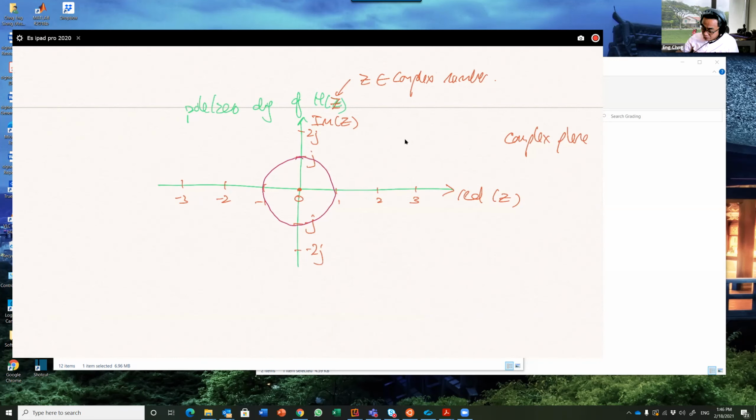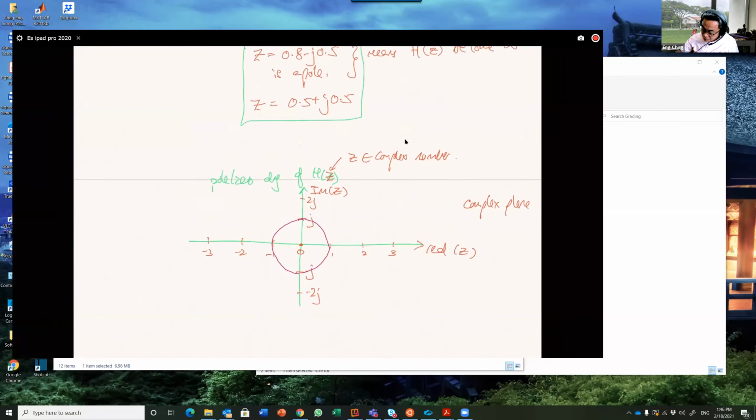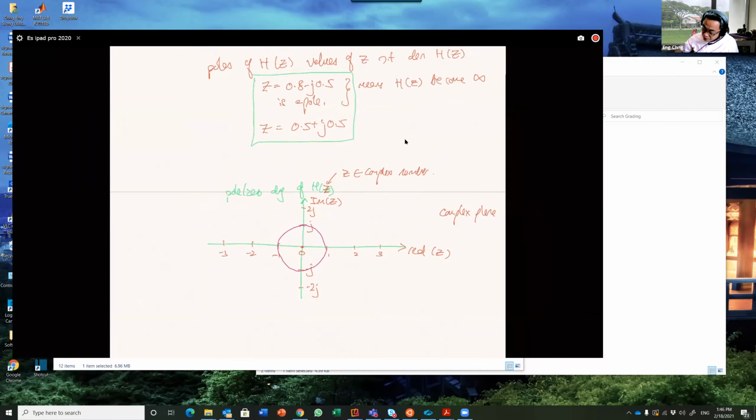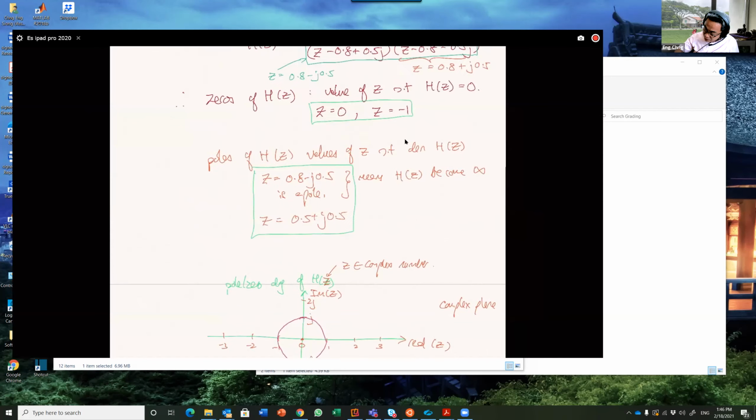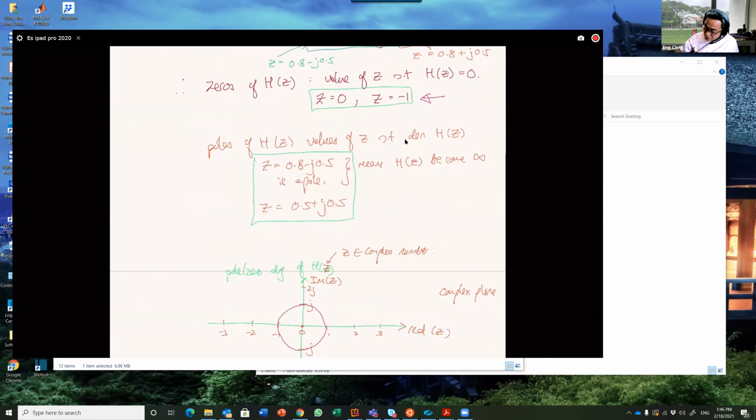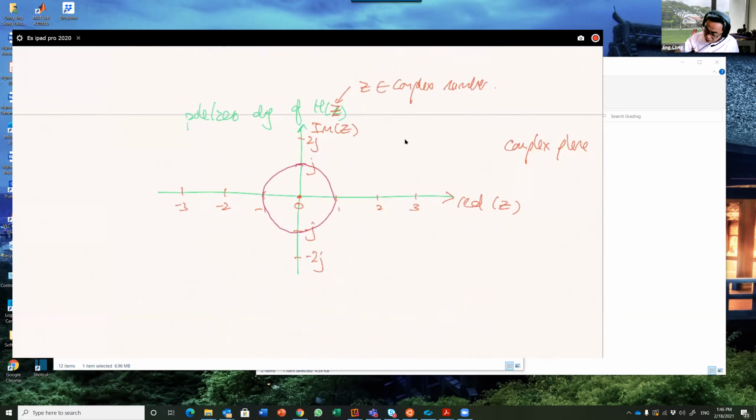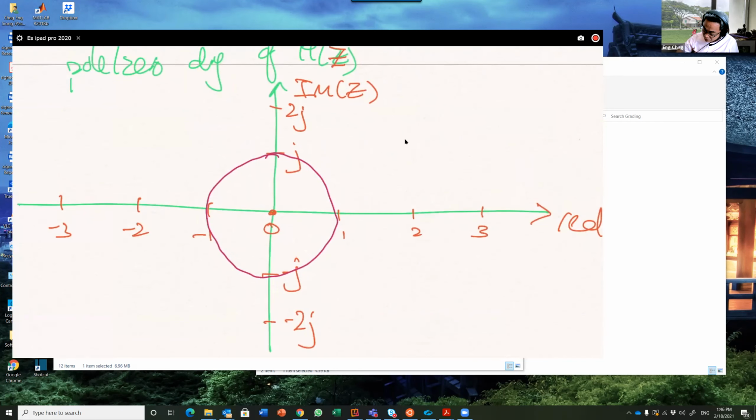And now we are here to draw the pole and zero diagram. So let's remember what our values are. So these are the values we're interested in. z equals to 0, z equals to minus 1. Where z equals to 0, let's choose a different color. z equals to 0 is here. And z equals to minus 1 is here. So these two points are the zeros.